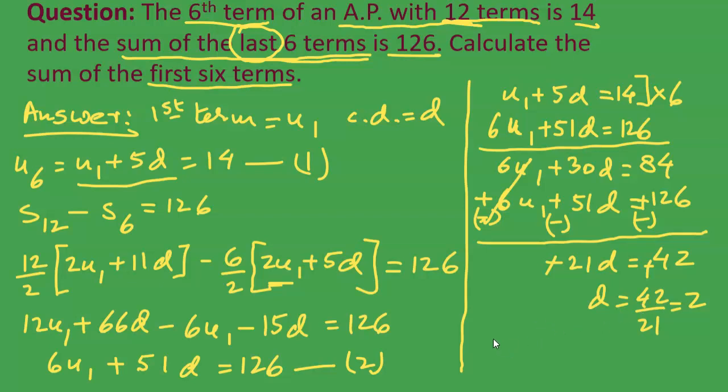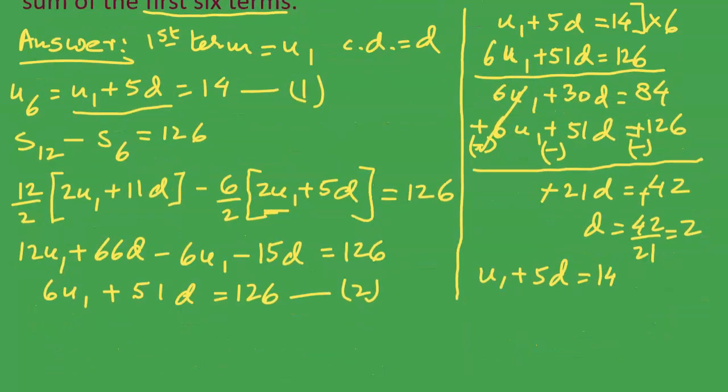Therefore, our next target is to find the numerical value of u1. So u1 plus 5d is equal to 14. So u1 plus 5 times 2, which is 10, equals 14. So u1 is equal to 14 minus 10, which is equal to 4. Okay. So d is equal to 2 and u1 is equal to 4.